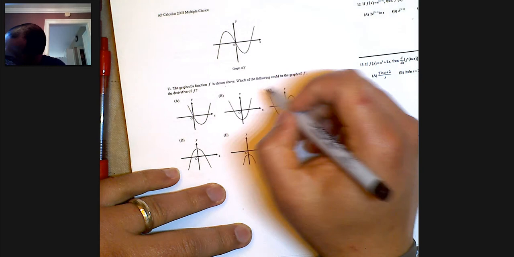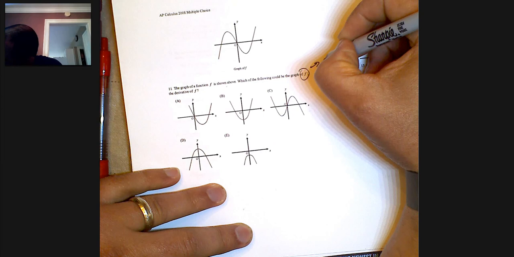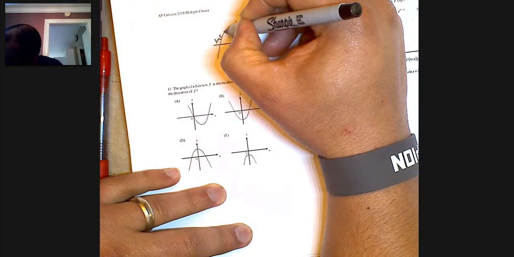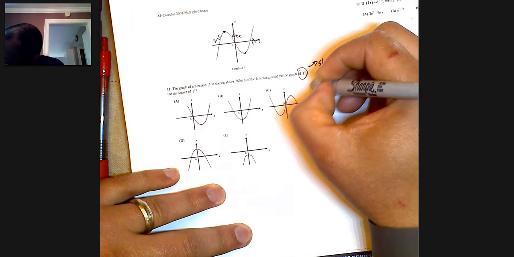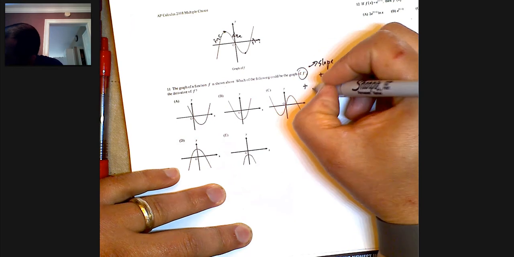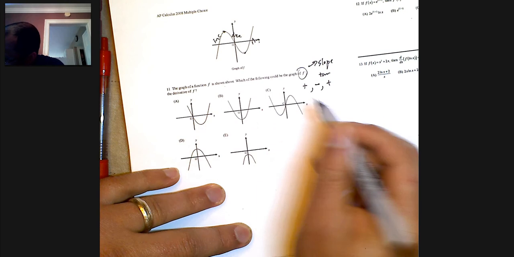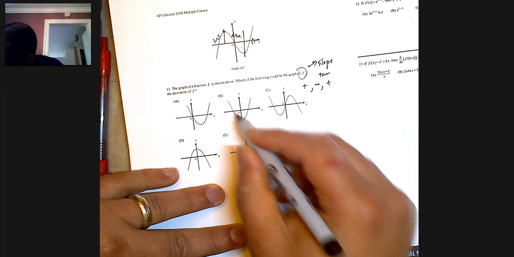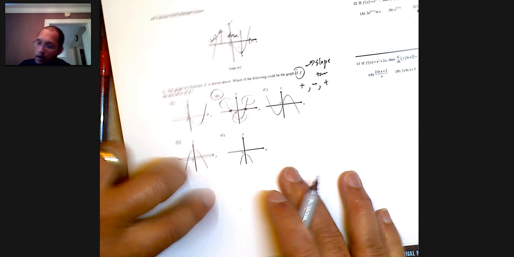Graph of function f shown above; which is the graph of f prime? Okay, so we're looking at the derivative, which is the slope of the tangent line. So if we're increasing, here decreasing, here increasing, so my derivative is going to go positive, negative, positive, above, below, above. In that order, we're switching at about there. So above, below, above. There we go. There you go. All right, there you go.